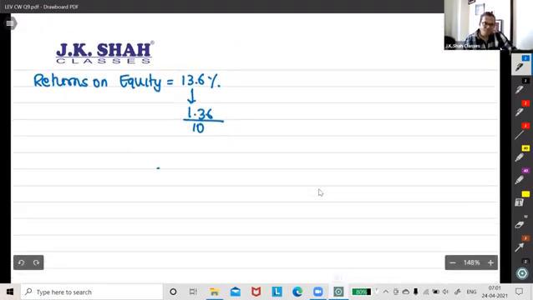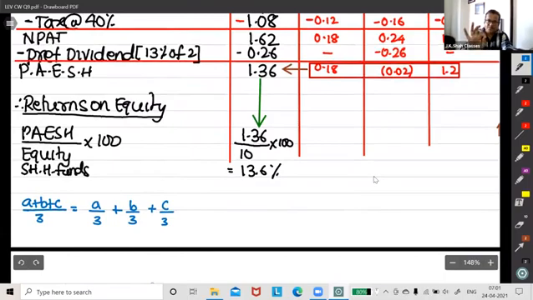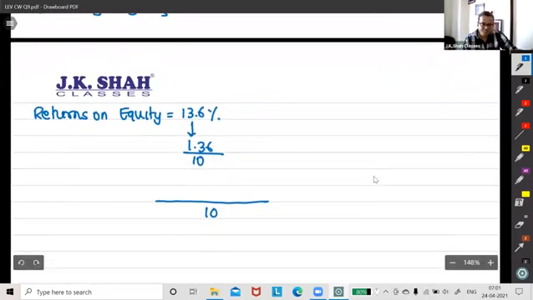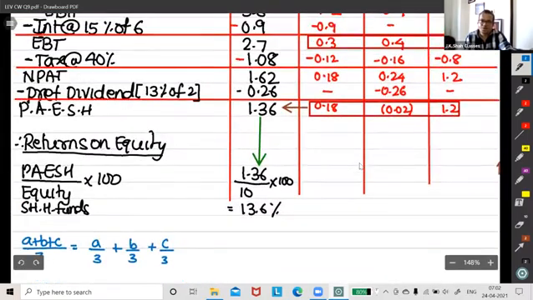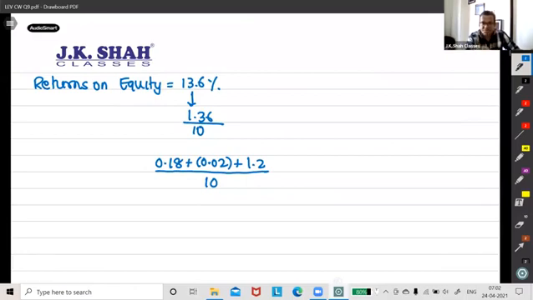Okay, I'm going to say how this 1.36 is coming. How this 1.36 is coming, guys? 0.18 plus negative 0.02 plus how much it was? 1.2. Hello? Yeah, just confirm with you people. A plus B plus C upon 3 is A upon 3, B upon 3, C upon 3.